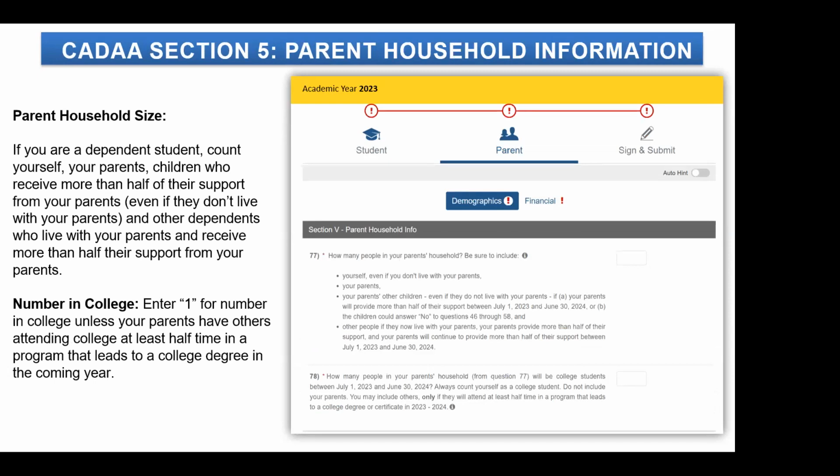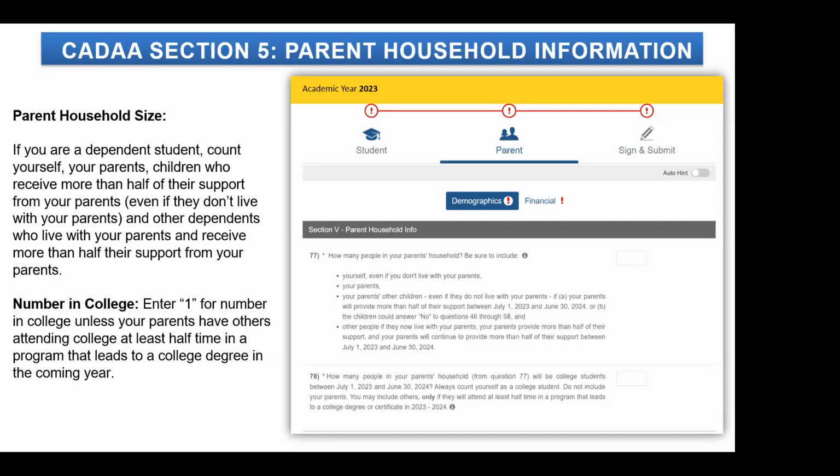For the student, they're going to make sure that they count themselves, count their parents, and any children who receive more than half of their support from the parents, even if they don't necessarily live with the parents. So this could be other siblings, maybe siblings that are attending college, etc. There might be other dependents who live with the parents and also receive more than half of their support from the parents. So this might be grandparents or aunts and uncles, etc. That might be living in the same household, but make sure that they're receiving more than half of their support from their parents. And that would be the number that you would determine as the household size.